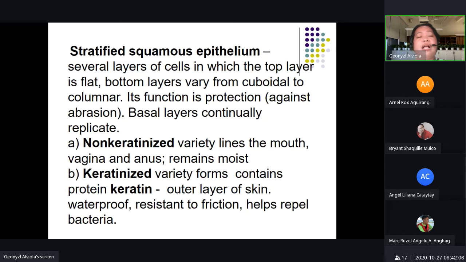If you touch your face, it doesn't feel keratinized. The face is naturally non-keratinized. Unless you want to scrub your face with sandpaper. I don't know what will happen.